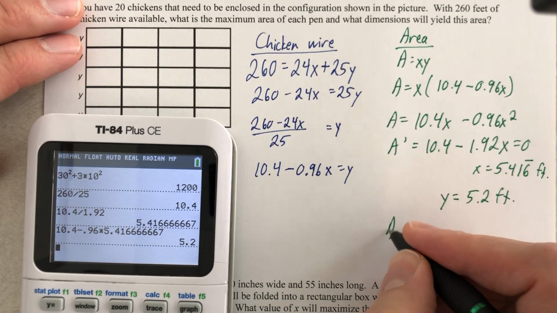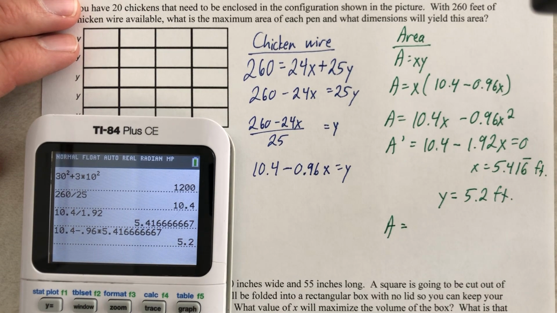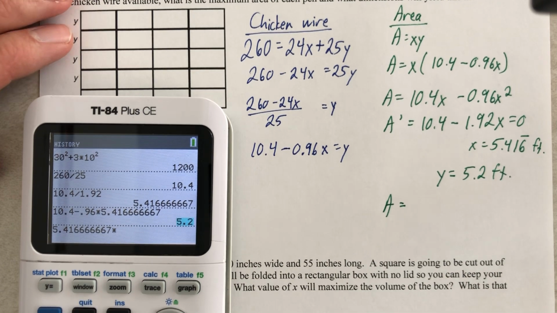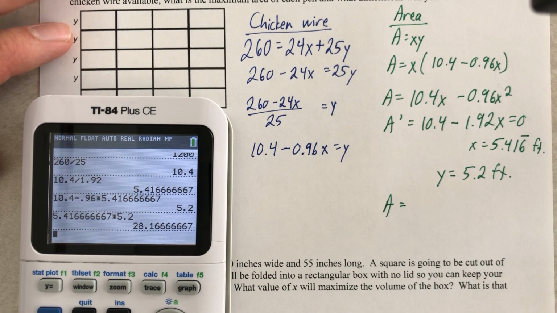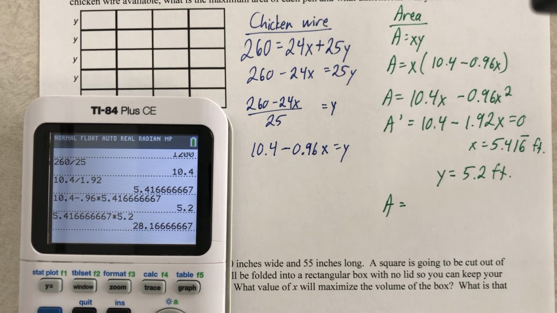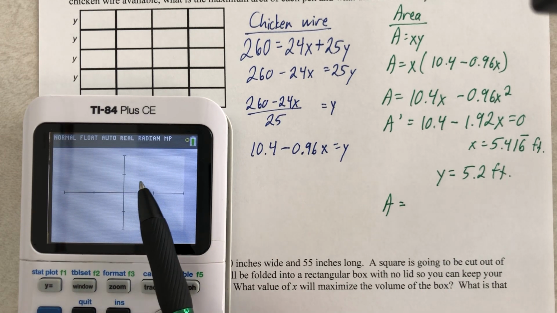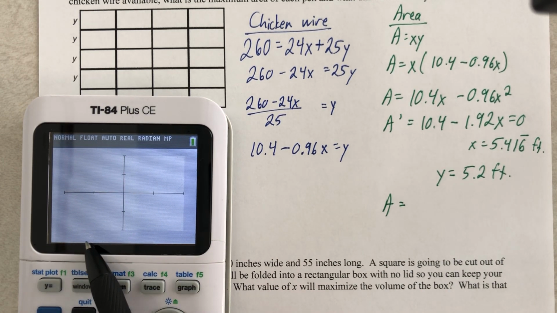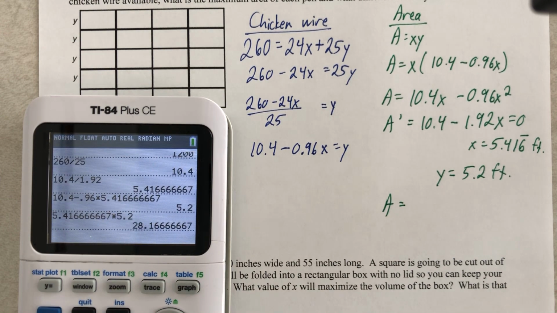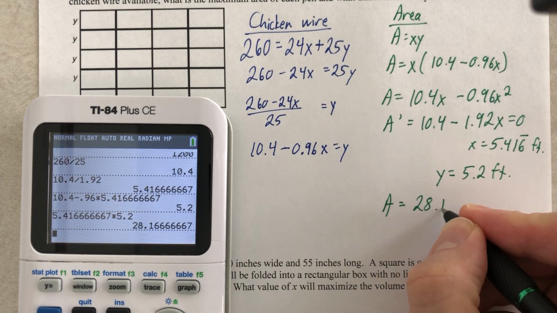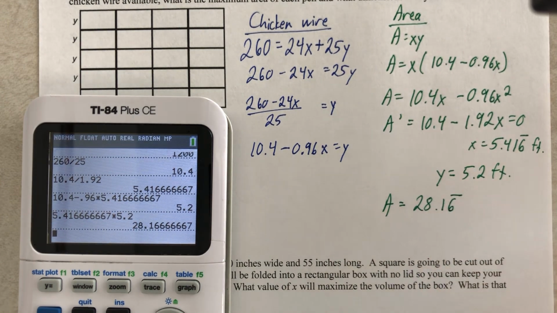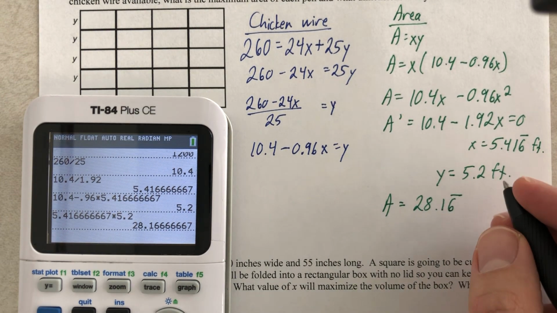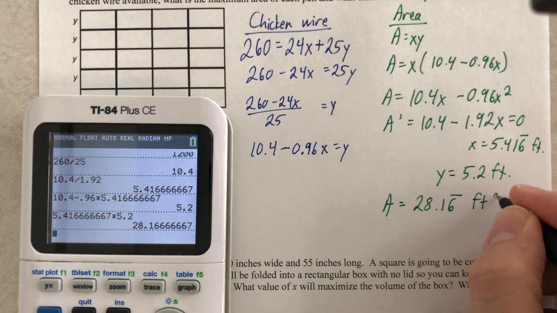And again, final answer is area. So the area is x times y. So 5.416 repeating times 5.2. The little trick I'm doing, I'm going up and retrieving answers. You can do that instead of storing if you like. In this context, if you were finding something graphically and you were looking for an intercept or something, and down here it said x equals blah, blah, blah, you would need to store that. Anyway, side note, that one was free. 1, 6 repeating, that is 3 decimal places. It's infinite decimal places. And it is square feet. There we go.